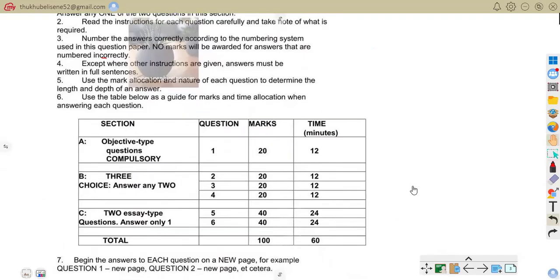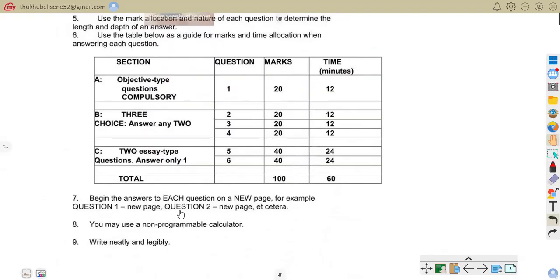Now instruction number 7, it's about beginning answers. Begin the answers to each question on a new page. For example, Question 1, new page, Question 2, new page. Instruction number 8: you may use a non-programmable calculator. And the last, instruction number 9: you are to write neatly and legibly.